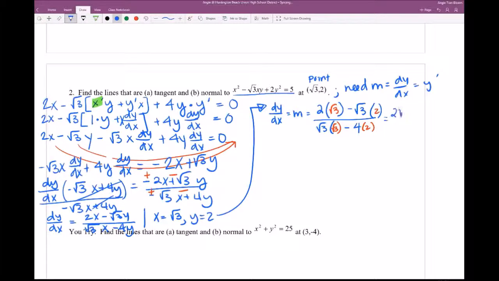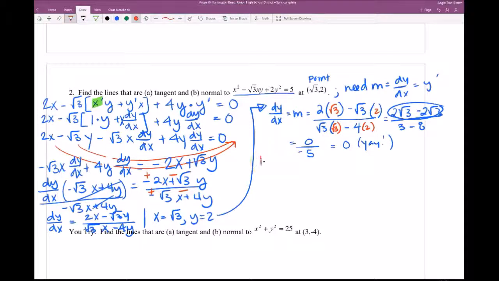That's going to be 2 rad 3 minus 2 rad 3. Oh my goodness. That's 0 on the top. Okay, so this is really 3 minus 8. But that doesn't really matter, right? This is 0. Okay, so 0 over negative 5, which is really 0. Yay! Because that's easy. Yay! Okay, so your slope is 0.